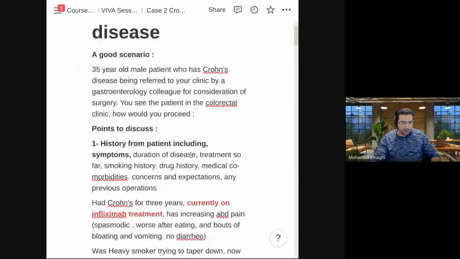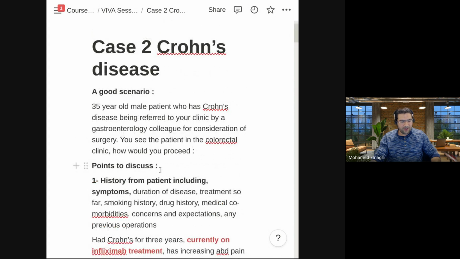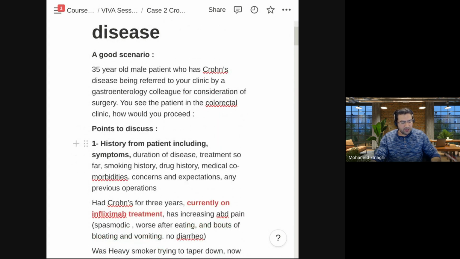Okay, so fine. So the history, you said duration of disease. So the patient has been having treatment for Crohn's for about 3 years now. He tried multiple medications. He is currently on infliximab. He is a very heavy smoker and is trying to cut his smoking down now to about 10 a day. He's not on any other medications. He doesn't have any significant comorbidities. His main concern from the surgery is that he's very adamant not to have any stoma at all, and he hasn't had any previous operations.